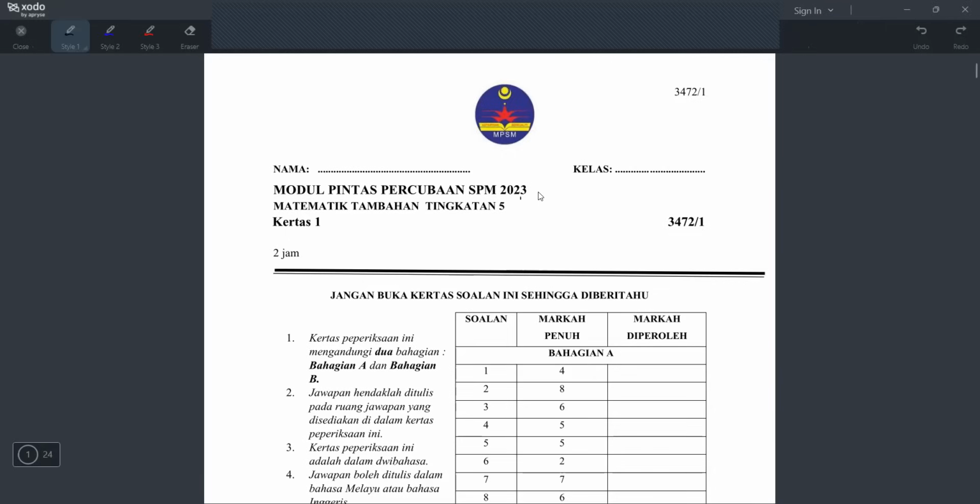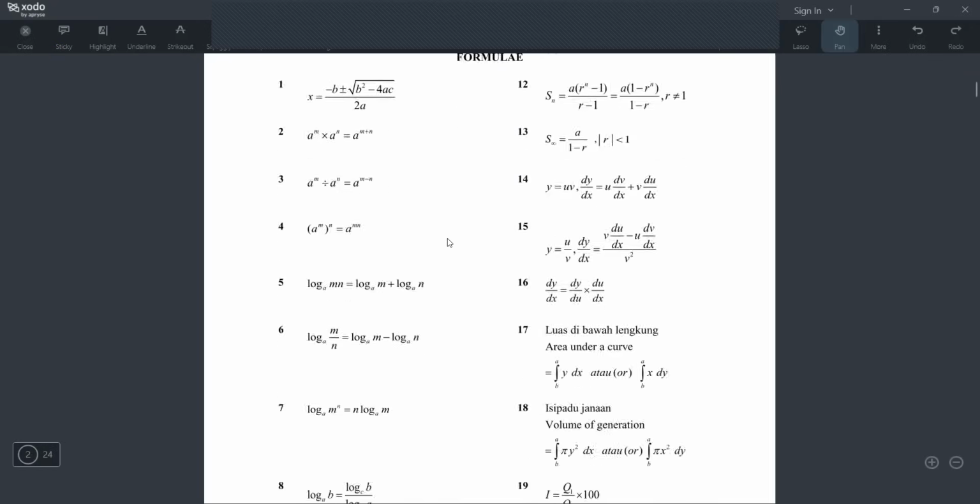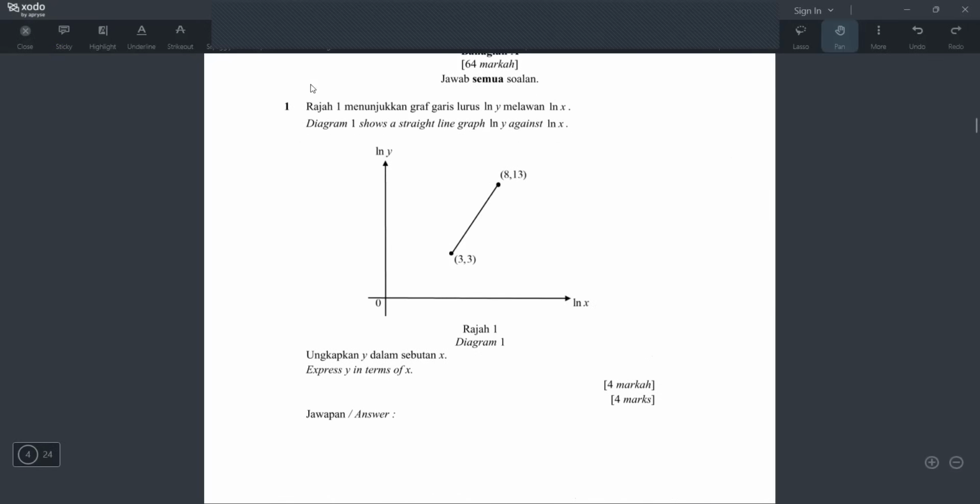Okay, so a lot of students suggested I make a video for this paper because they thought it is really difficult. So in this video I'll be doing one. I'll be discussing this paper. This is Paper 1 of the Pahang SPM trial. I will skip the formula and let's get started.